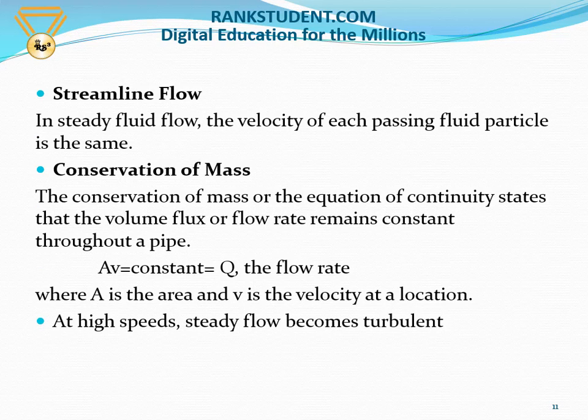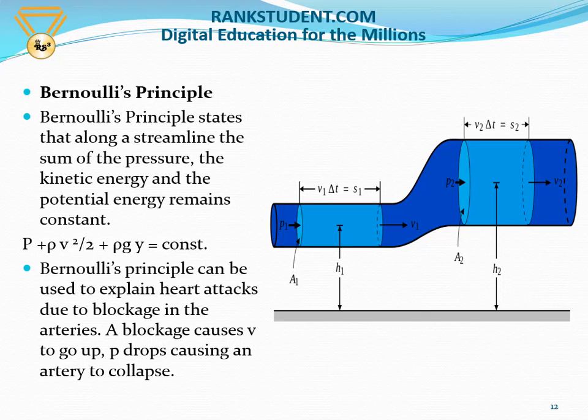Streamline flow. In steady fluid flow, the velocity of each passing fluid particle is the same. Conservation of mass, or the equation of continuity, states that the volume flux or flow rate remains constant throughout a pipe, meaning A V equals constant equals Q, the flow rate, where A is the area and V is the velocity at a location. At high speeds, steady flow becomes turbulent.